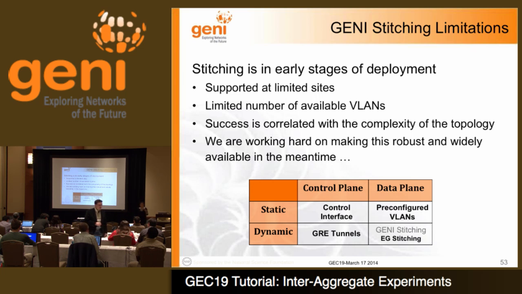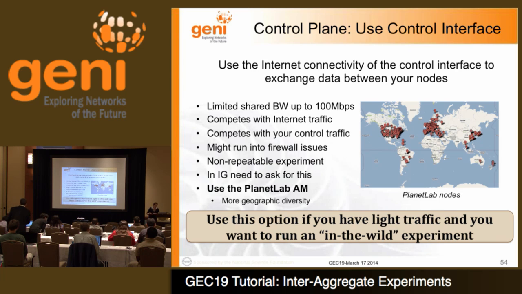We've already talked about this GENI stitching, which is what you're using now. So I said before that you can use the control interface, right? And basically, you can use the internet connectivity of your nodes to run your experiment if you have light traffic. So don't go and try to send 1 gigabit on the control interface and basically lock everyone out of the rack because you're sharing the same control interface as everyone else. But you can use that.